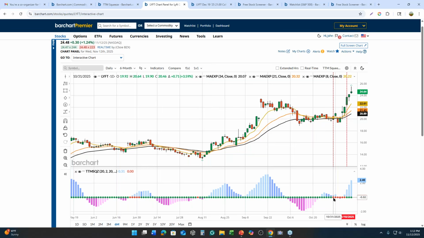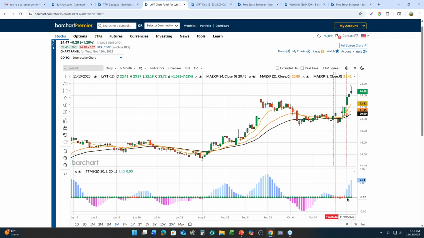Now that will be followed eventually by a green dot, which is the firing. So the red dot can be just one, or it could be several dots, but there is only one fire per squeeze, and that is the first green dot after the red dots. Now the histogram also tells us what type of position we're going to take.